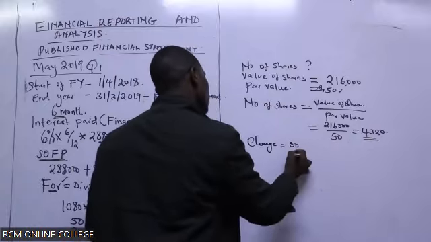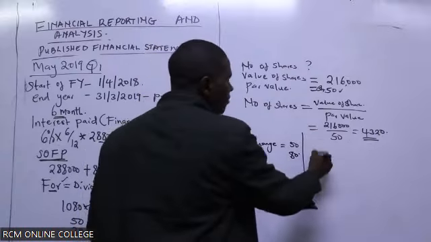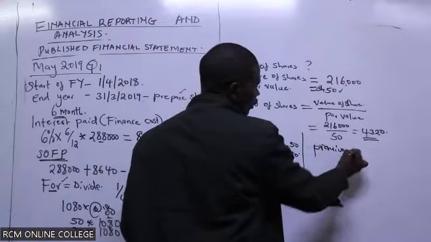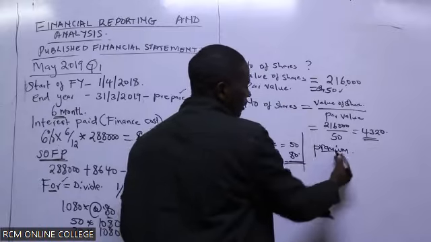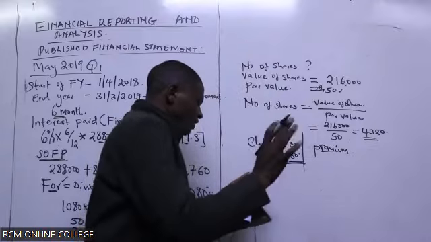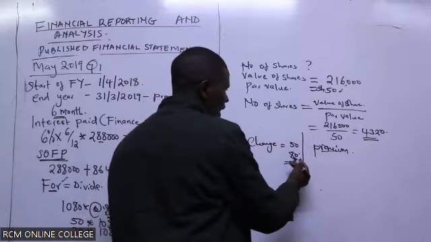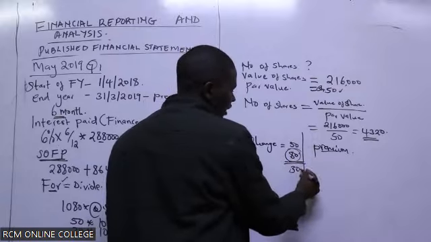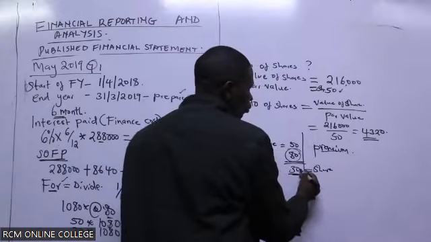They were issuing at 50, and now this has been issued at 80. So they issued at a premium, and therefore there will be a premium. If you look at our trial balance, you will not see a share premium anywhere. And the reason for us introducing share premium is these 30. The remaining 30 will be the share premium.